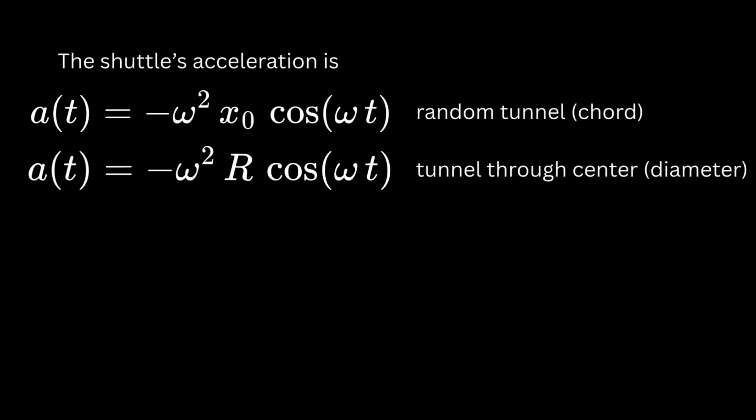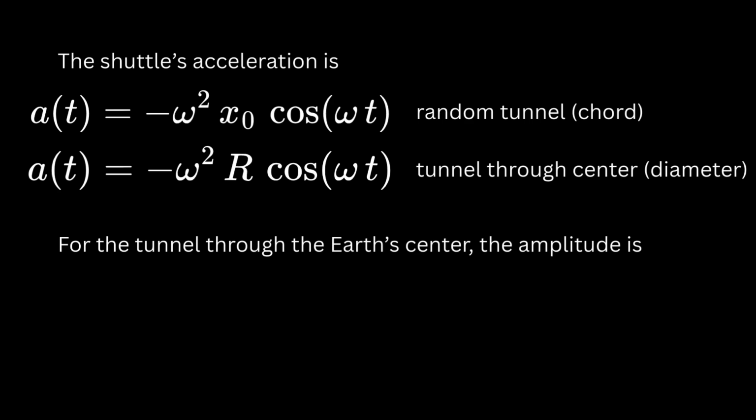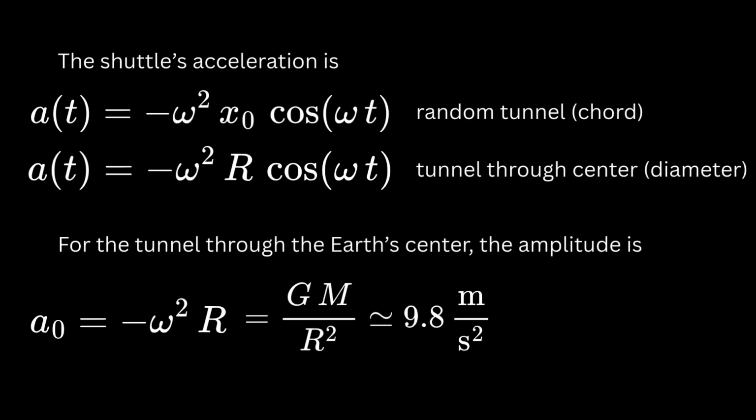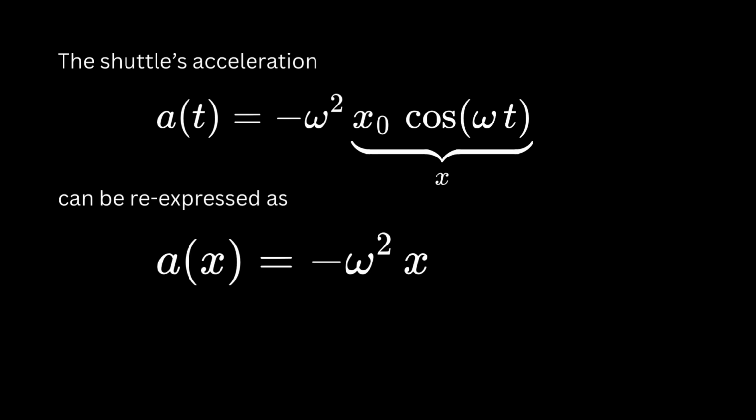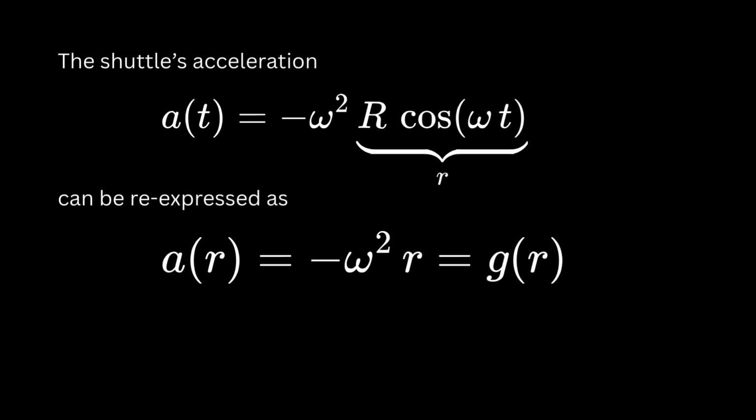Finally, the acceleration of the shuttle is also a simple harmonic oscillator with amplitude the square of the angular frequency times the oscillation amplitude. For a tunnel through Earth's center, the amplitude is the value of the acceleration of gravity on the surface of the Earth, about 9.8 meters per square second. The previous form of the acceleration expresses the acceleration of the shuttle as a function of time. When this acceleration is expressed as a function of position, for a tunnel that goes through the Earth's center, the acceleration is exactly equal to the gravitational field at the position of the shuttle.